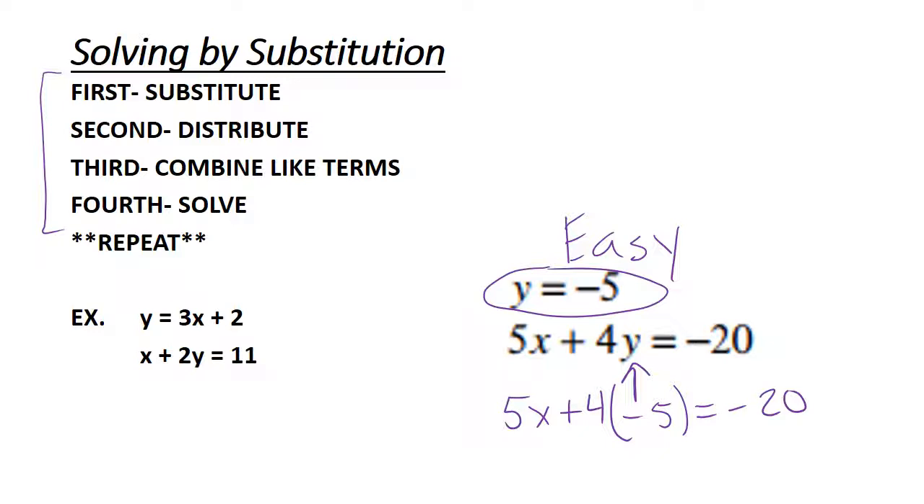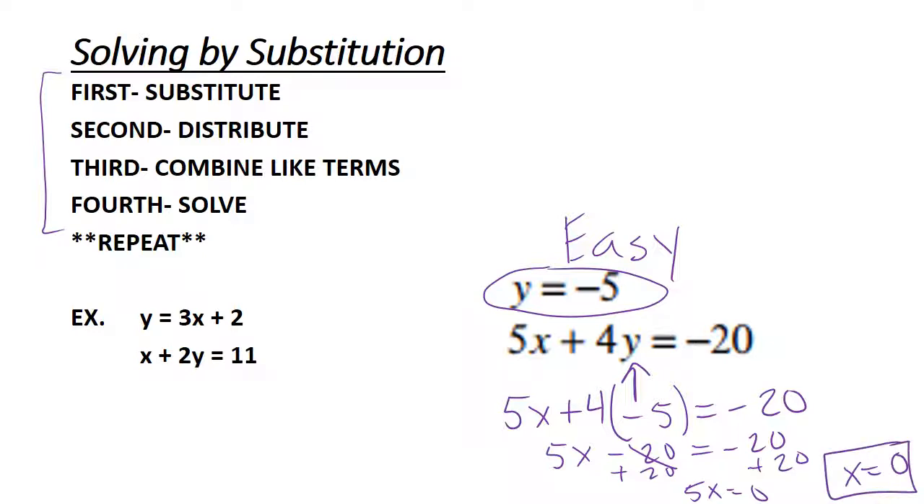All right, so from there, I distribute, multiply these things, right? So I get 5x minus 20 equals -20. All right, this is set up like a two-step equation, so I just have two steps. I add 20, and I get 5x equals 0, therefore x equals 0. So I'm done. I just have to write this as a point. I already know what y is. Y is -5, so when I write this as a point, it's 0, -5. Done. This is my final answer.